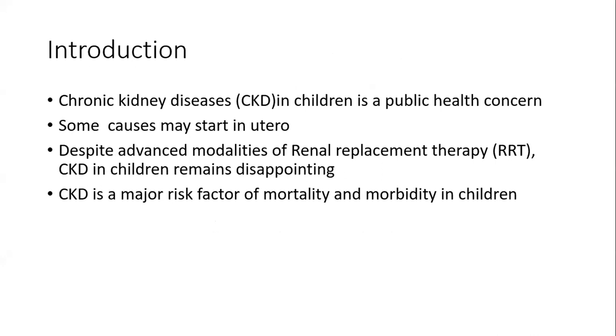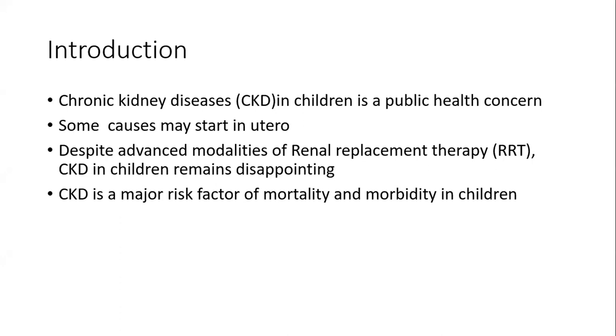Chronic kidney disease in children is a public health concern. Some causes may start in utero, for example, congenital anomalies of the kidney and urinary tract. Examples are posterior urethral valves, reflux, and polycystic kidney disease. Those are diseases which appear in utero. Despite advanced modalities for renal replacement therapy, like continuous renal replacement therapy and peritoneal dialysis, outcomes of chronic kidney disease in children remain disappointing.